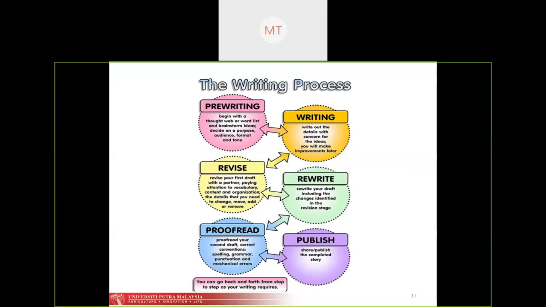Okay, as I mentioned, these are the structure and function of an article. All right. So the writing process of a particular article will be writing, then you revise again, then you rewrite, then you proofread, then only you publish your particular article. One of the most important things is to avoid plagiarism.